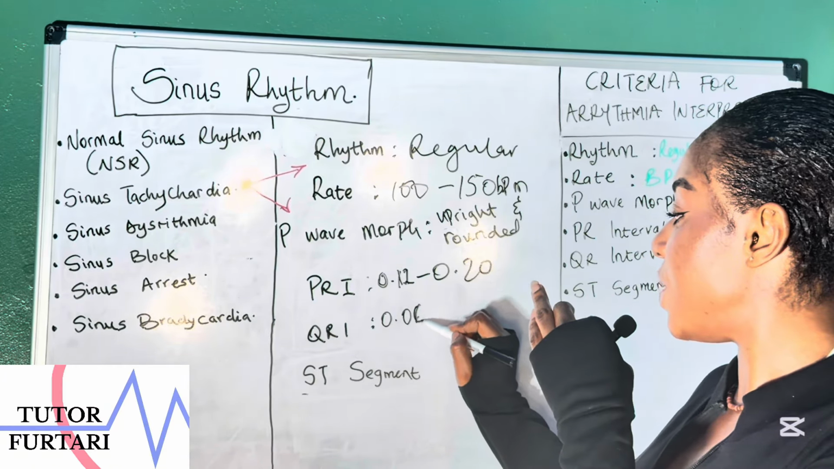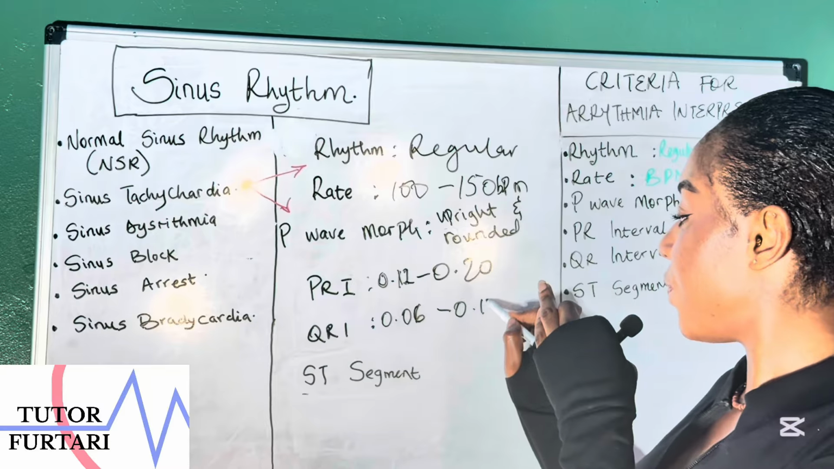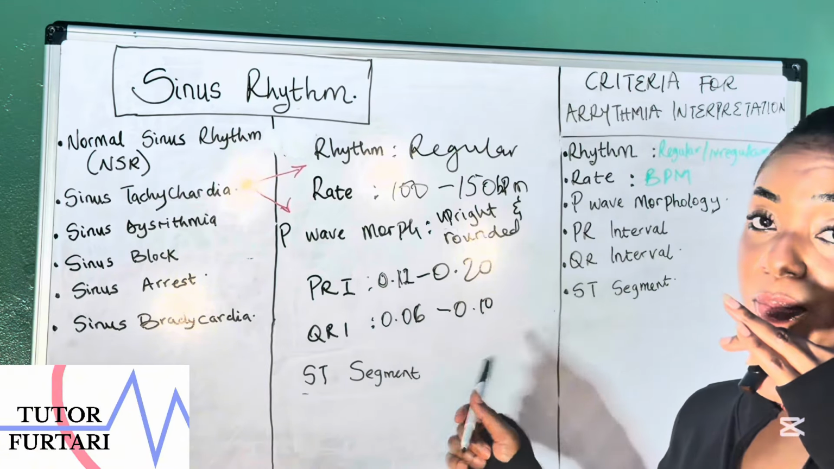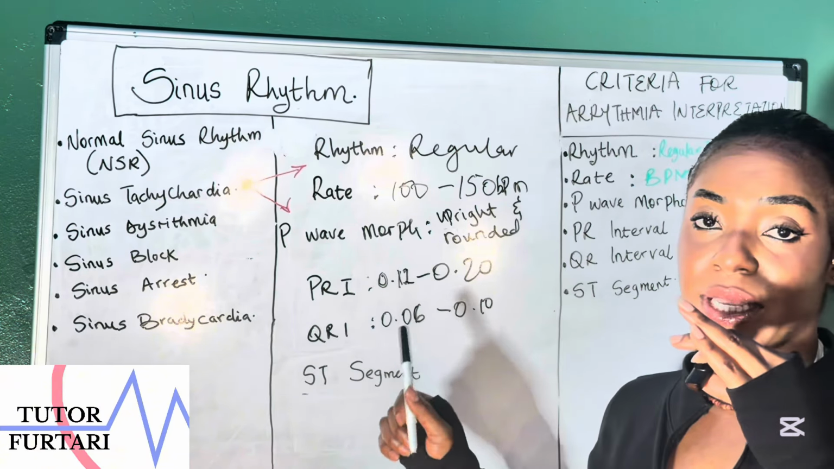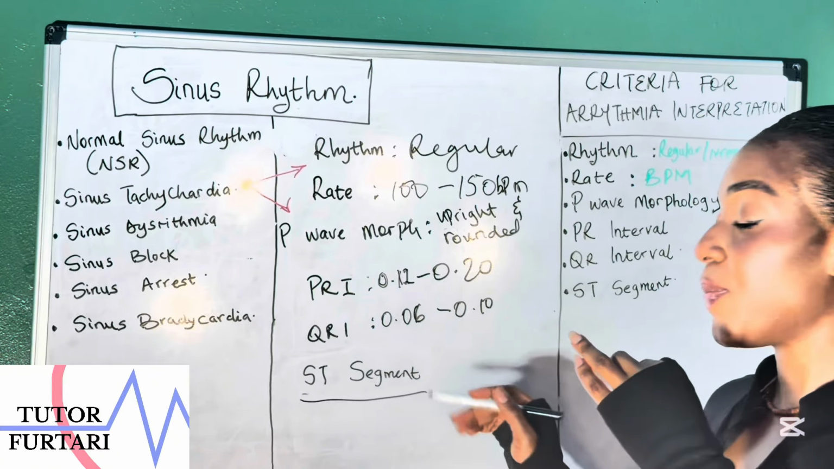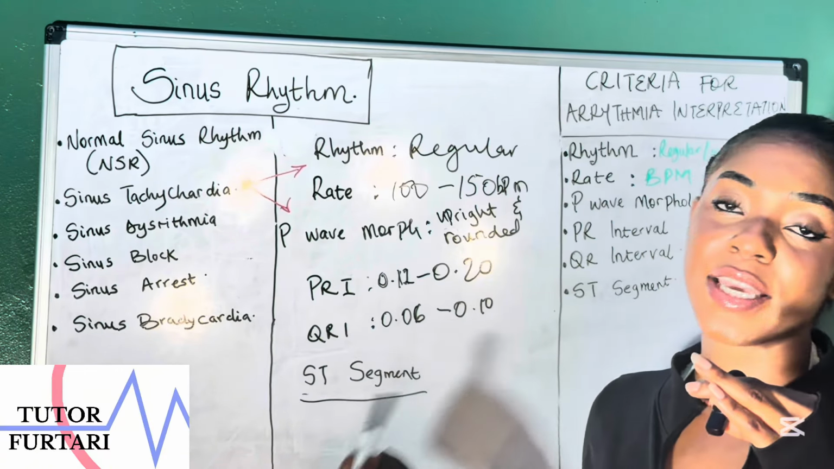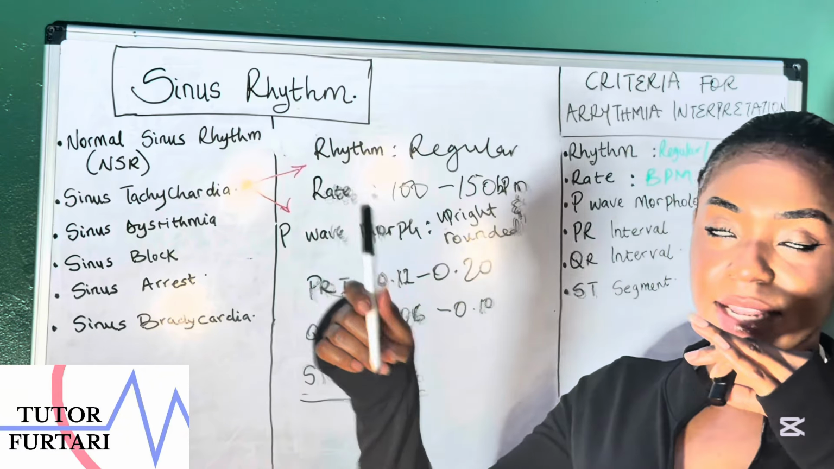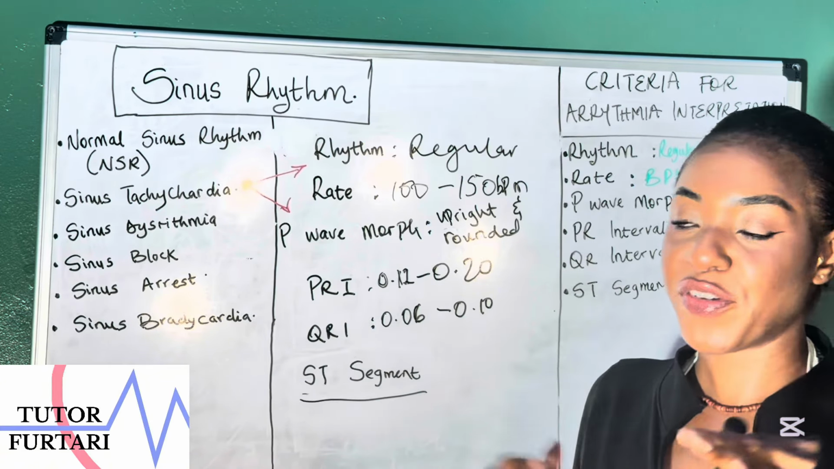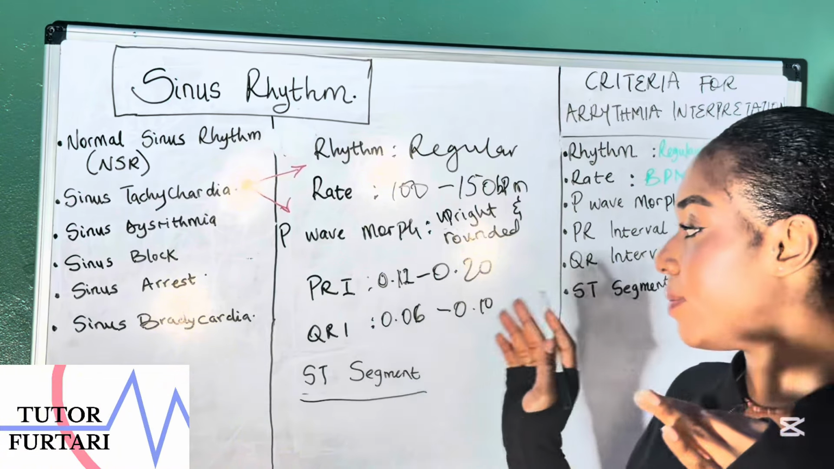QRS too should be the same as the normal sinus rhythm. So the QRS is always 0.06 to 0.10. PRI is between 0.12 to 0.20. And there is no expected elevated or depressed ST segment. Like I said, if there is an elevated or depressed ST segment, we are talking about some ischemia or infarction or injury, whatever it is. Yes, it's a problem. All right.